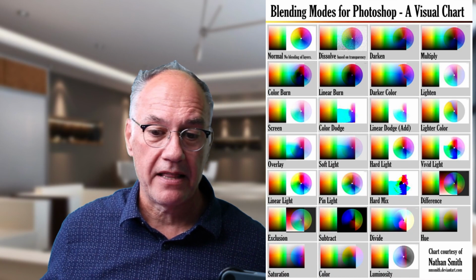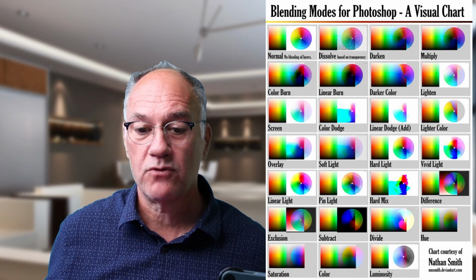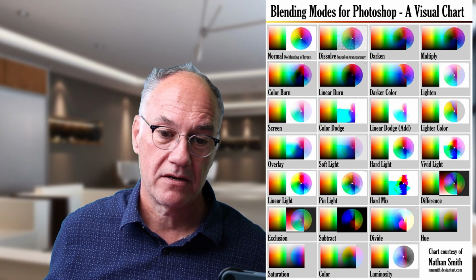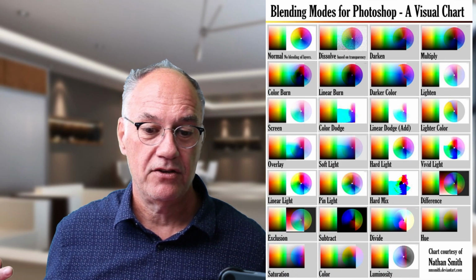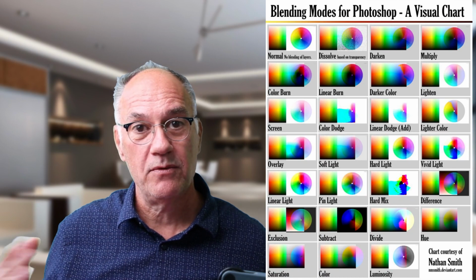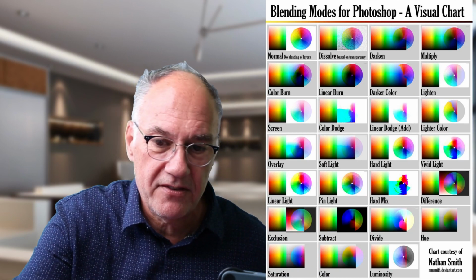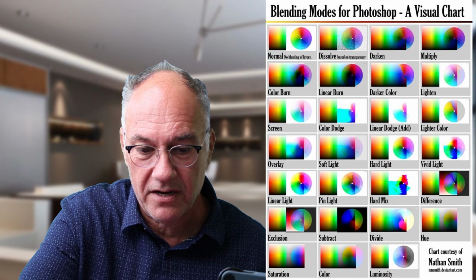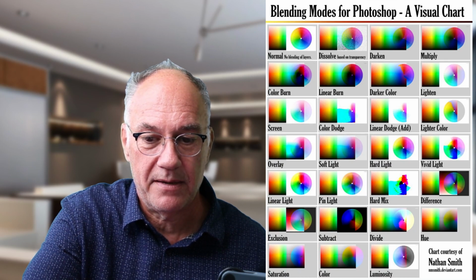There are ones that I use quite a lot. I use soft light quite a lot. I use multiply. I use color burn sometimes. I use luminosity when I'm making shadows. So this is just something that I've come up with over time, but it's really up to you to decide how you want to work. Okay, so there we have that question.